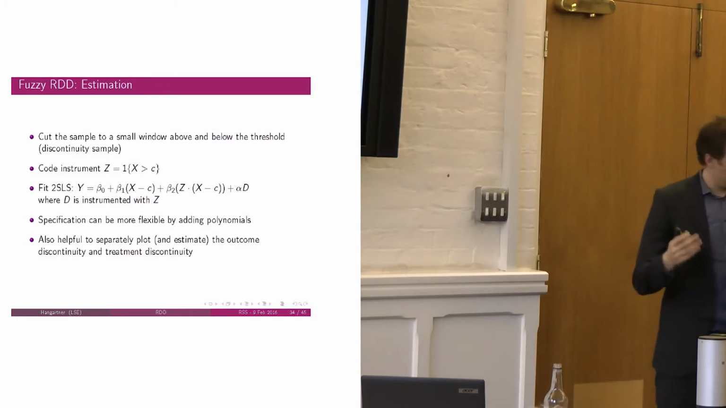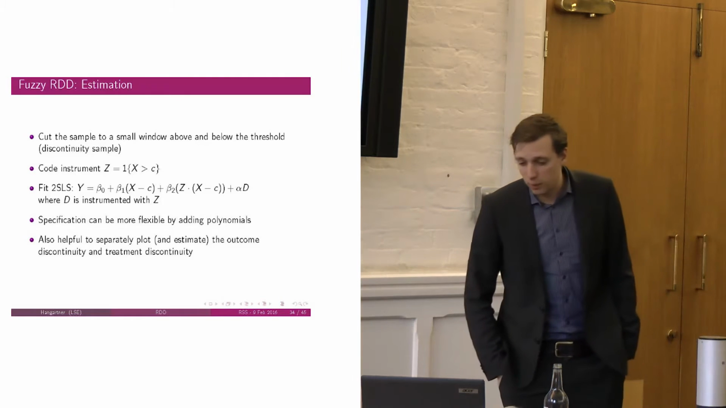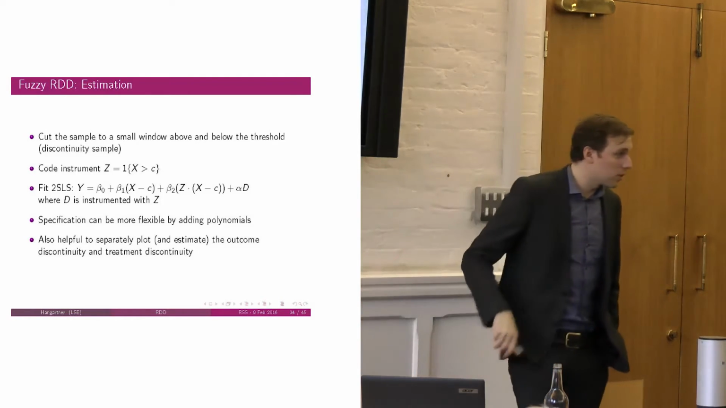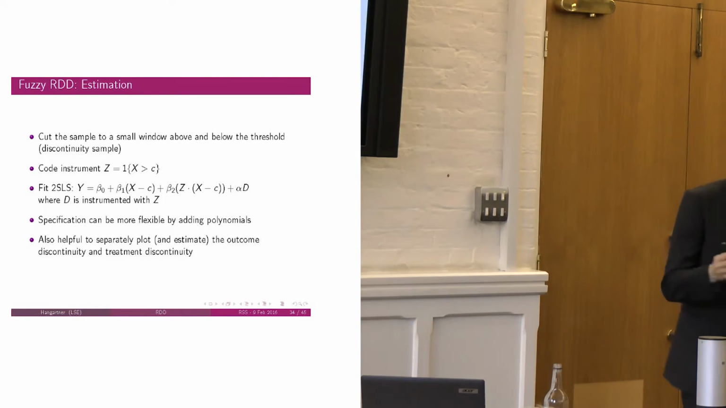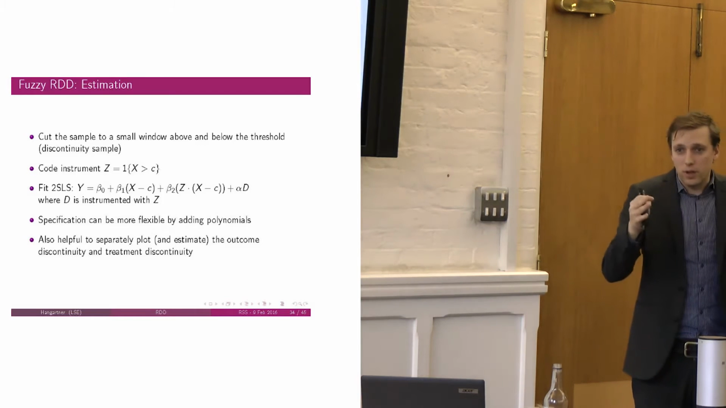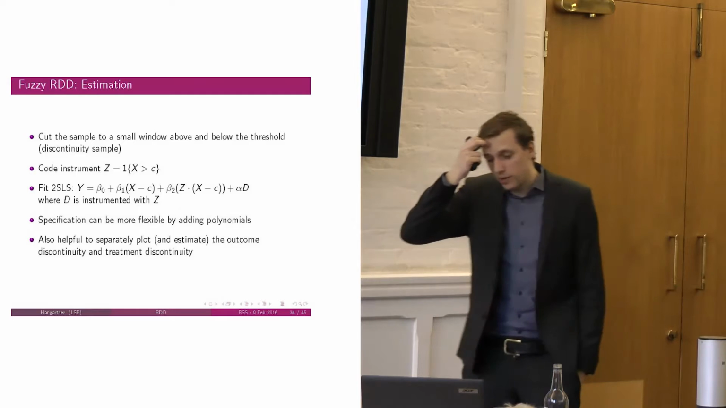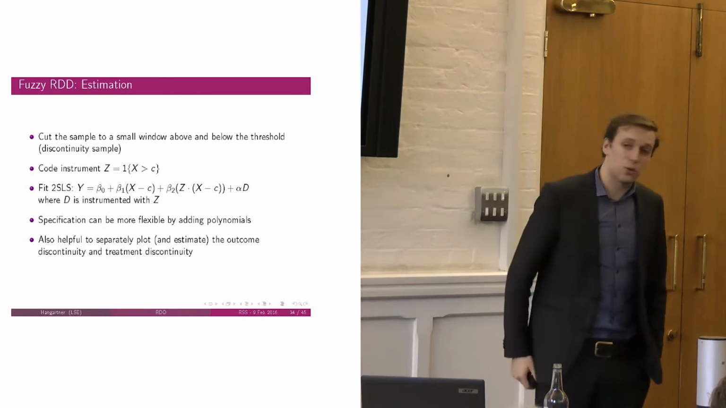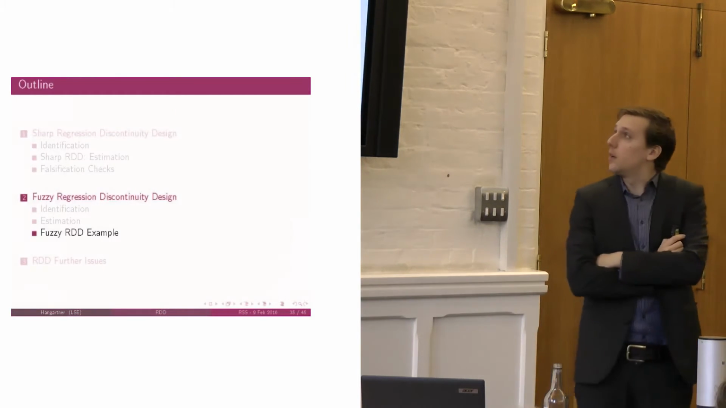And the way to do this is you use the simple Wald estimator, fit a two-stage least squares regression. You can add polynomials to do a little more flexible specification, but again, there is some debate about what's the optimal bandwidth that you want to go to the left and to the right. And I also think it's usually very helpful to separately plot the estimates of the outcome and the treatment discontinuity. Okay, so let's make an example.